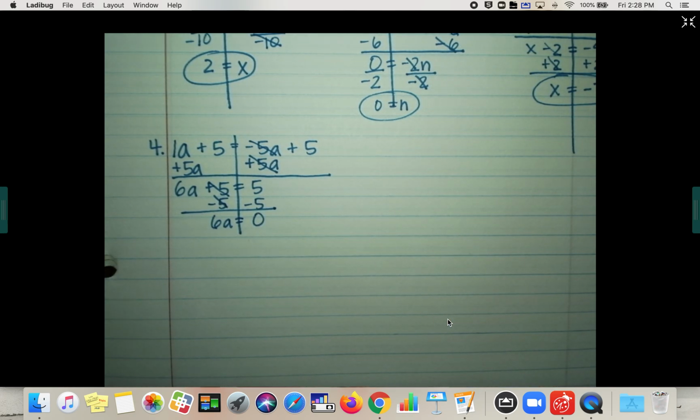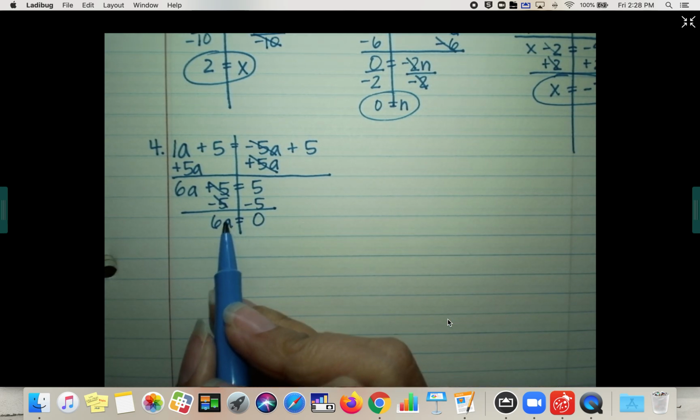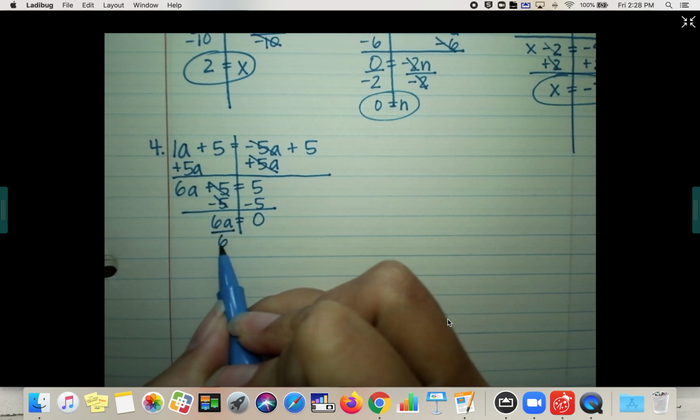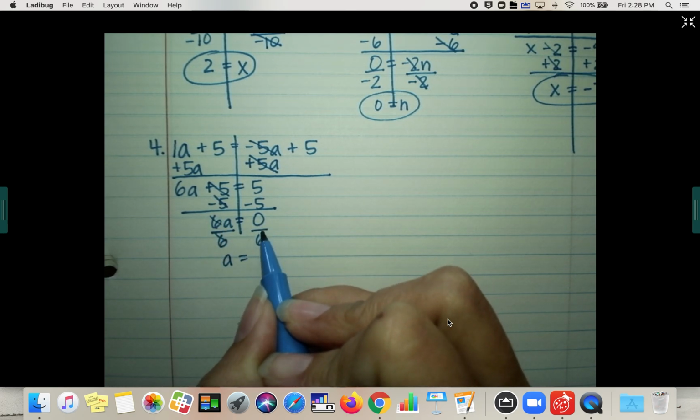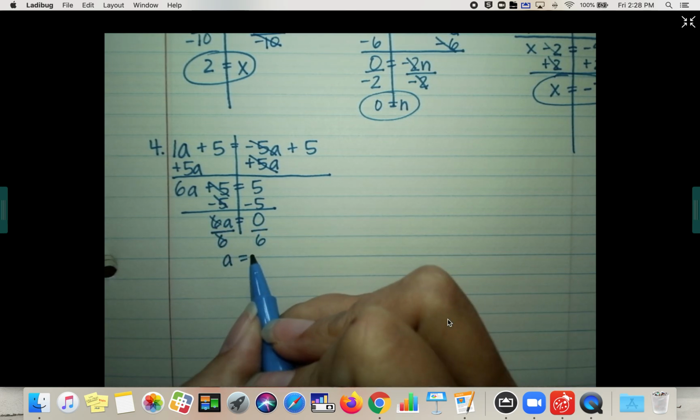Totally fine to have 0 in one part of your answer, but you're not done until a is by itself. 6 is being multiplied by a, so we are going to divide both sides by 6. A equals 0 divided by 6, which is 0.